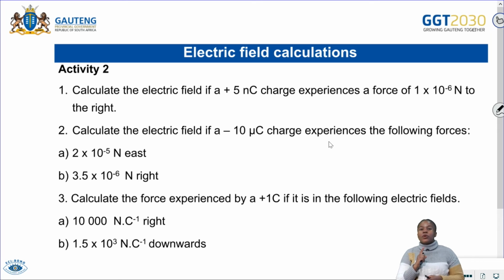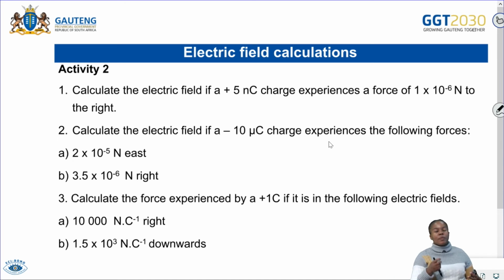In an attempt for you to practice up until you get it right, by looking at how we did it in our discussion, I want you guys to be able to do activity number 2. Okay, so let's go and read it together so that you highlight and broaden on the things that I want you to take note of. So number 1, it says calculate the electric field if a positive 5 nanocoulomb charge experiences a force of 1 times 10 to the power of negative 6 newtons.